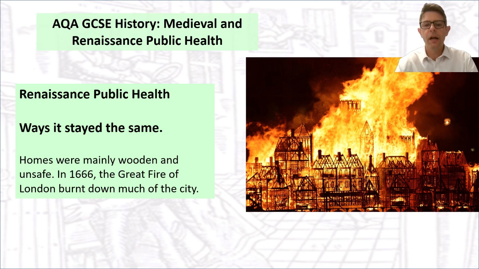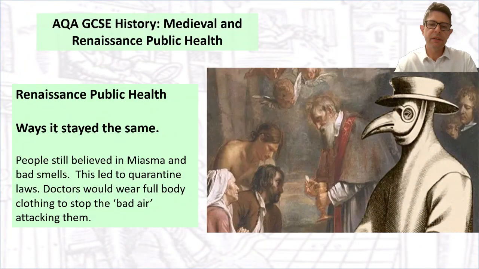Other ways it stayed the same is belief in miasma. Obviously, we talked about how miasma and bad smells developed in the medieval time. This became more significant as an idea in Renaissance times with the Great Plague. Doctors would wear full body clothes to hide themselves from the bad air. They would quarantine people in their homes for 40 days to stop the spread of disease, thus suggesting that things were still based around miasma.